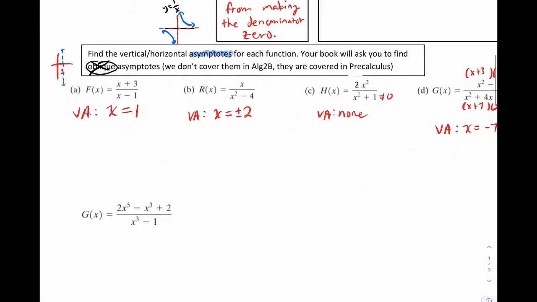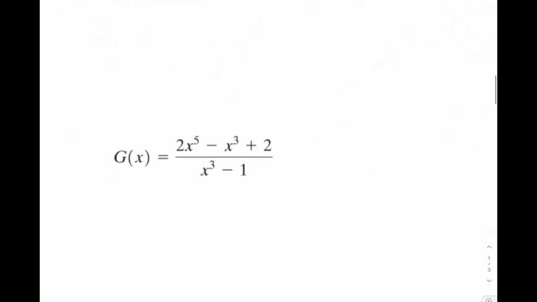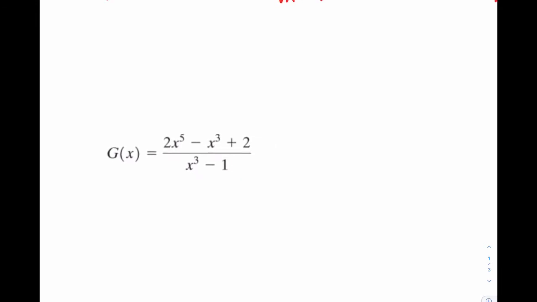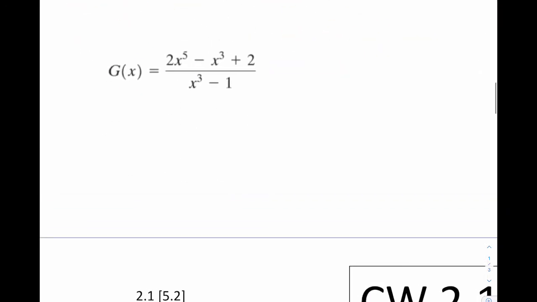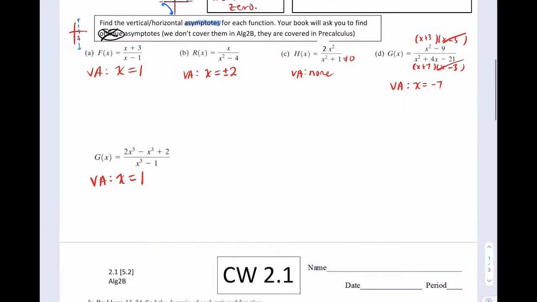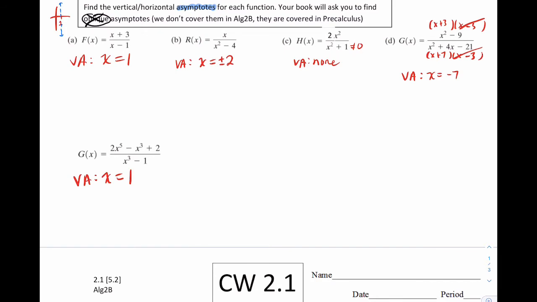And our last example right here. So this one, not too much we can really do here other than look at the bottom. And by the same reasoning we did over here, I can see that 1 will make the bottom 0. So we're going to write the VA is x is equal to 1. And again, there's not really any way to factor this top part, so we're not going to worry about that. There's really no way to simplify anything for something this complex. So look at that. Our VAs are done.